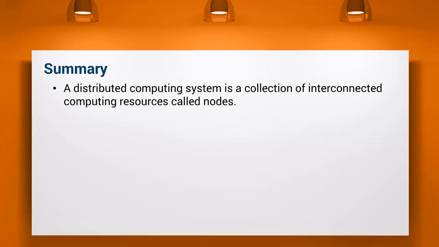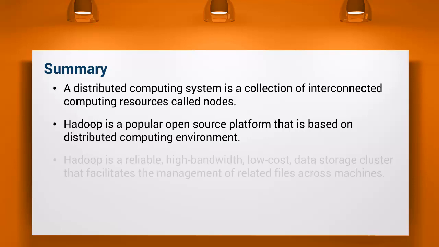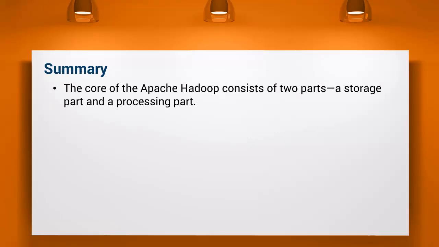A distributed computing system is a collection of interconnected computing resources called nodes. Hadoop is a popular open-source platform that is based on distributed computing environment. Hadoop is a reliable, high-bandwidth, low-cost data storage cluster that facilitates the management of related files across machines. The core of the Apache Hadoop consists of two parts, a storage part and a processing part.